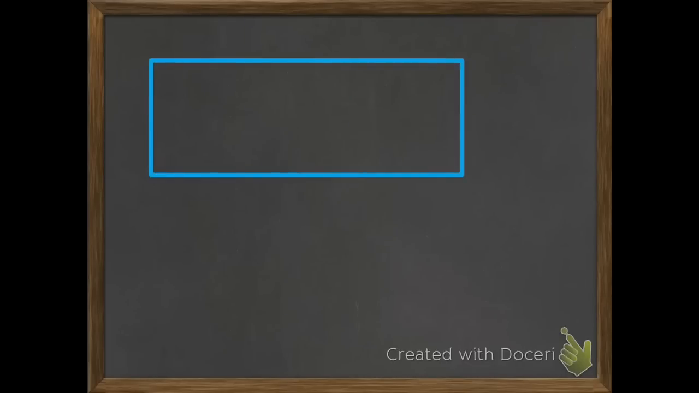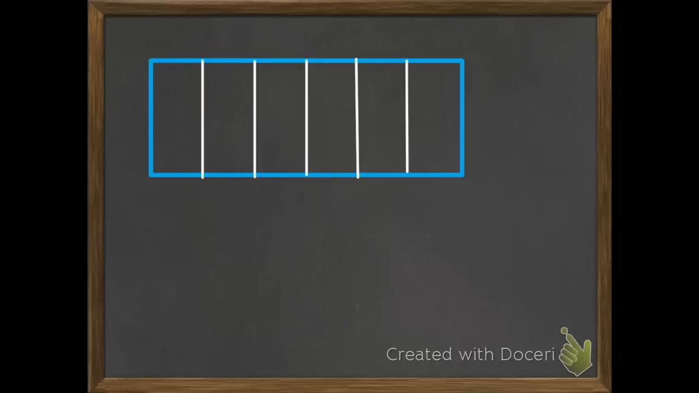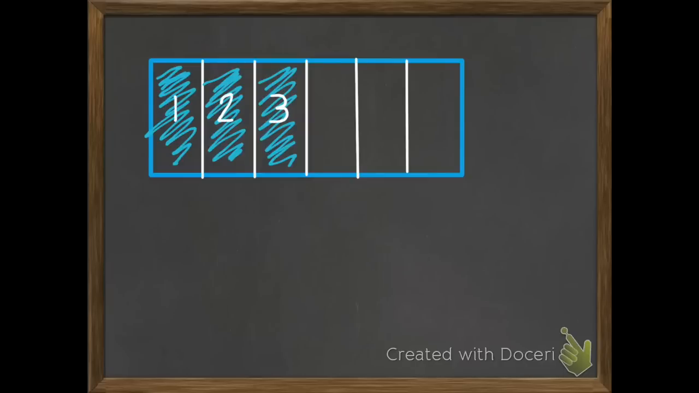Here's another model. This time we have a big rectangle. And I'm going to cut it into some smaller spaces. So I've got 3 shaded parts out of 6. So what is my fraction for this shape? It is 3/6. Now I want to find an equivalent fraction.